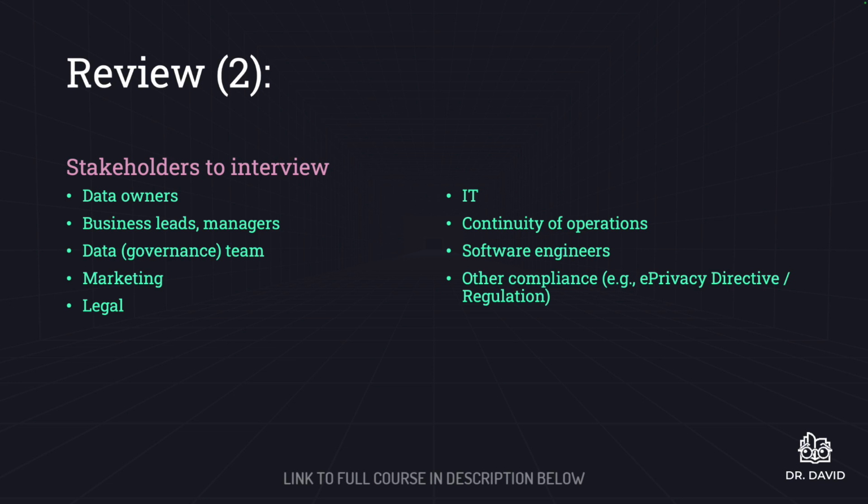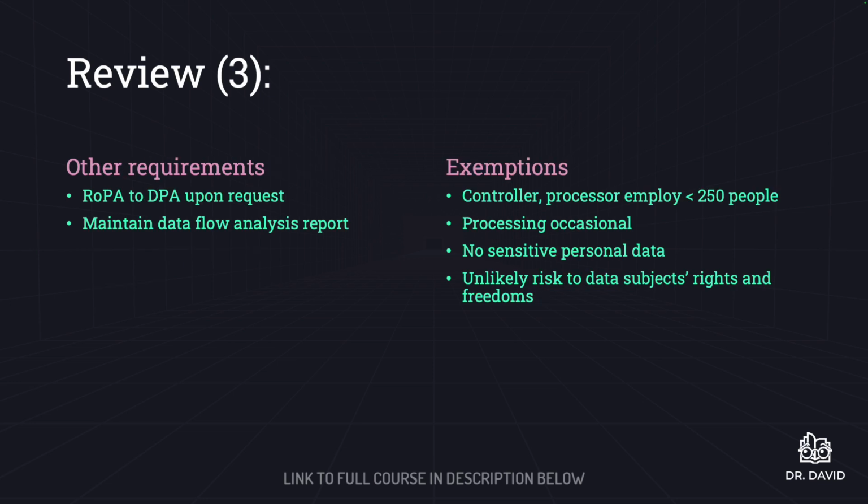I will not reread this list of stakeholders here, but this is the list of folks that should be interviewed in order to get a full accounting and context of the data being processed. Two other requirements are that a RoPA must be deliverable to a data protection authority upon request, and the RoPA must also include a data flow analysis report. Four exemptions are the controller and processor employ fewer than 250 people, the processing is occasional, there is no sensitive personal data that is processed, and the processing is unlikely to create a risk to the data subject's rights and freedoms.